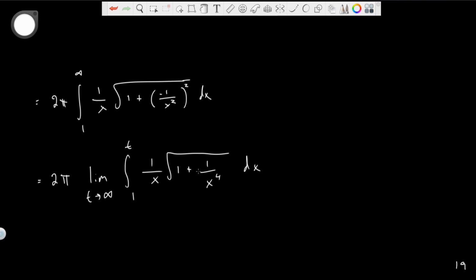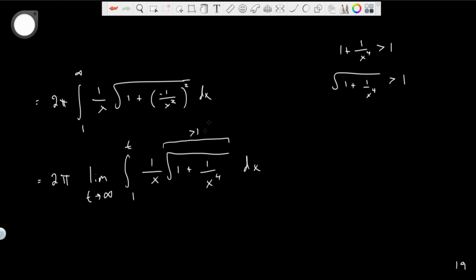Well, let's see. 1 plus 1 over x to the fourth is going to be greater than 1. And the square root of 1 plus 1 over x to the fourth is going to be greater than 1, because we're adding a positive number to 1 and square rooting it. And 1 over x, we've already established, diverges. That's like the idea 1 plus 1 over 2 plus 1 over 3 plus 1 over 4 plus 1 over 5, etc. We've already established that this diverges.